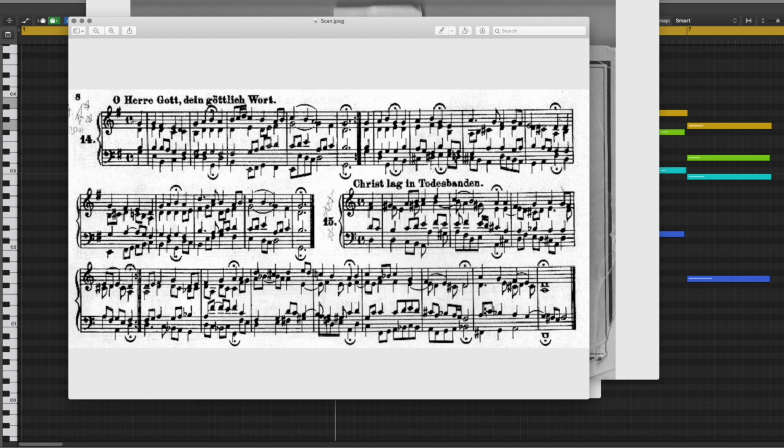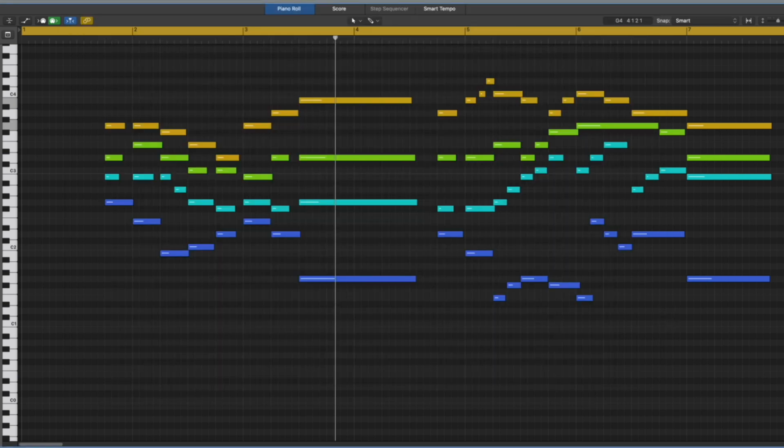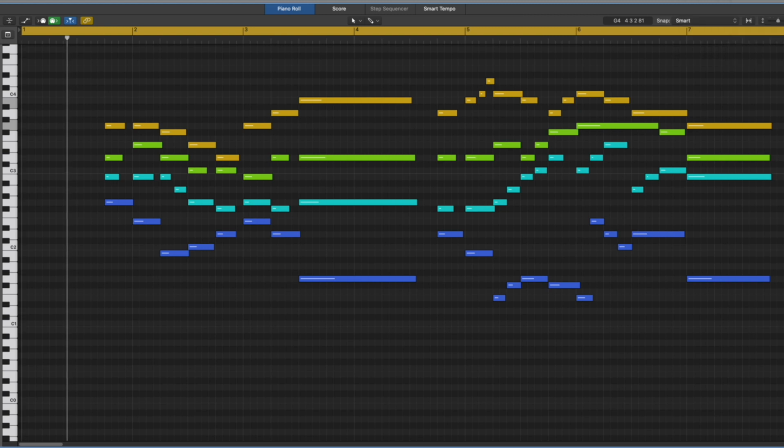So we're going to take a look today at number 14, O Lord God, your divine word. Shall we listen to it? Well, I don't expect you guys to read the music. Let's just play along. I've recorded 4 separate lines because chorale writing is about independent voices, and we see them in colors: soprano, alto, tenor, and bass. We are in the key of G.